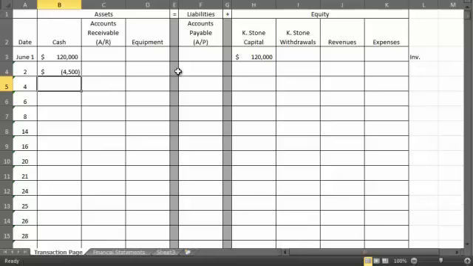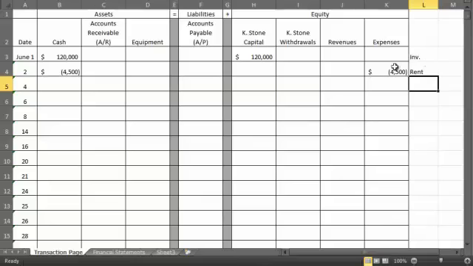So what other account was being affected here? Well, in this case, it was the expense account. And since expense accounts reduce equity, then we would put this in as a negative $4,500 here, because this will reduce equity by that amount. And of course, what type of an expense was this? It was a rent expense.